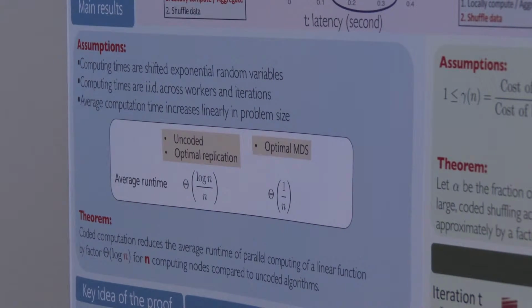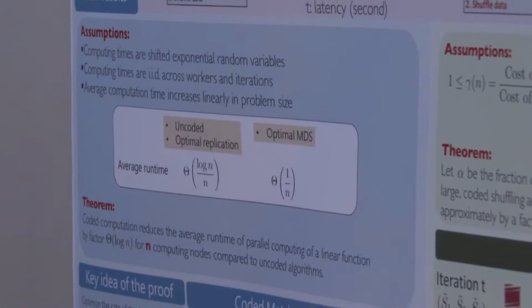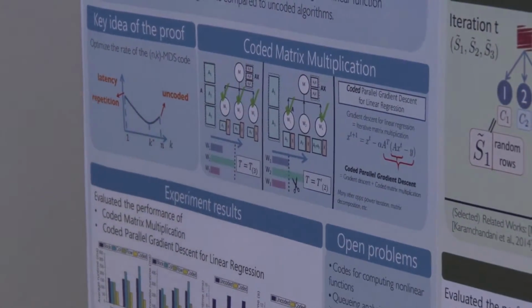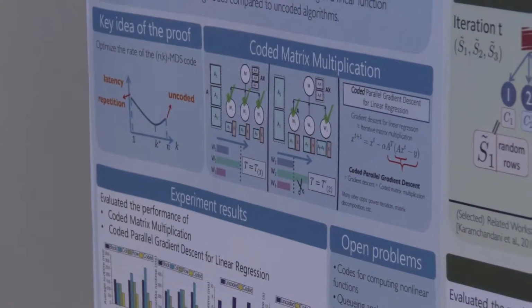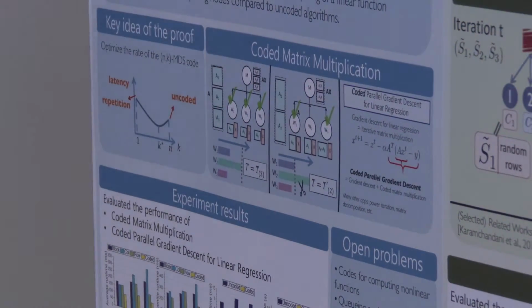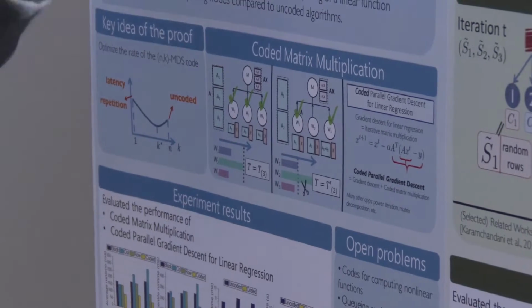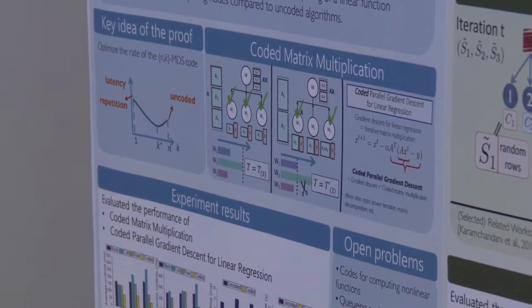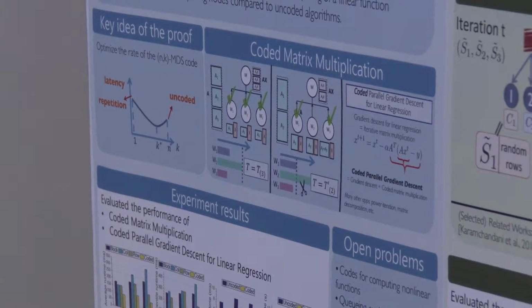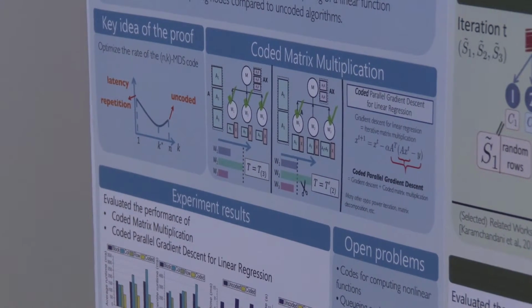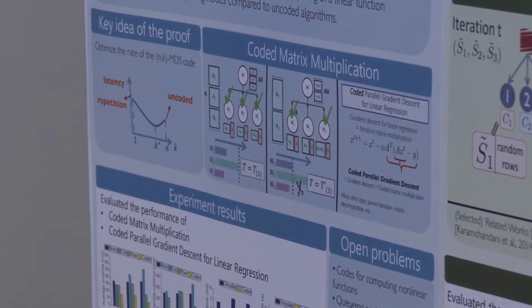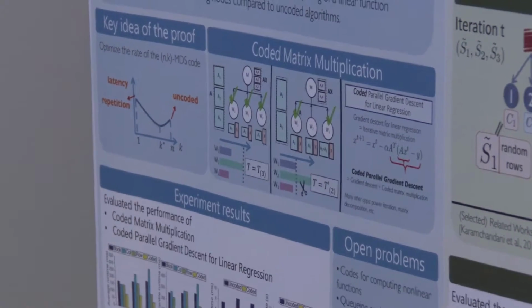The idea is very simple. You can see the idea through this example. Let's say you want to do matrix multiplication where A is huge, so you divide A among 3 workers. Each worker is going to compute a small matrix multiplication, and the master node is going to collect 3 different results. But the problem is you have to wait for all 3 workers to be done. That will determine the computation time, which is the maximum of 3 random variables.